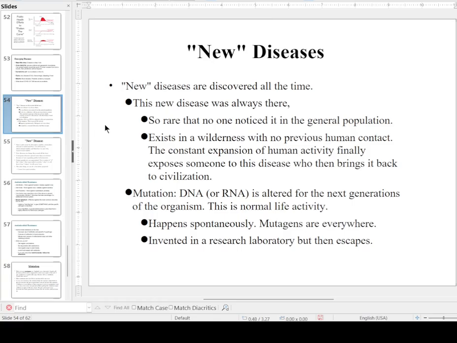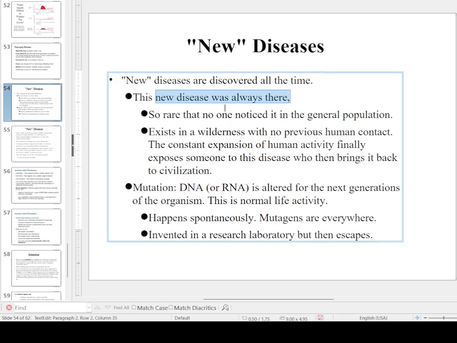And here are some ways that a new disease can appear, such as the new disease was always there. It's rare in the general population, never really got a chance to burst out on the scene, but then something happened in the environment or the way we live our lives that suddenly gives it the open door it needs, and then it bursts into an epidemic spike.